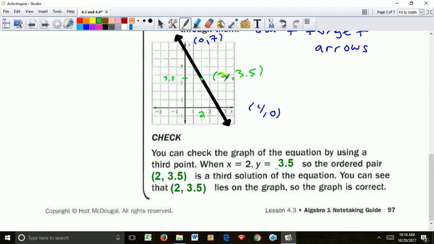Since the ordered pair (2, 3.5) is on the line, we can see that this graph is correct.